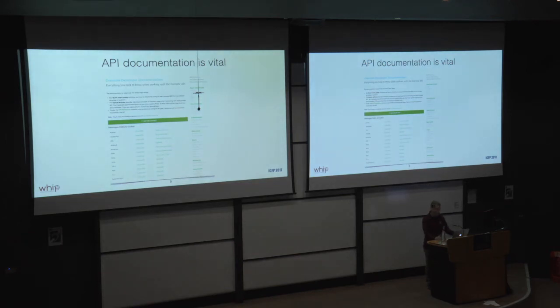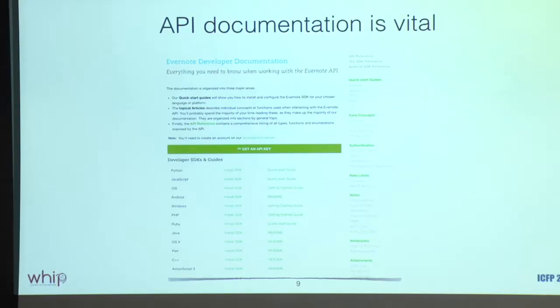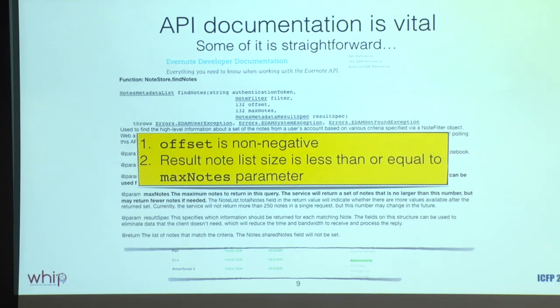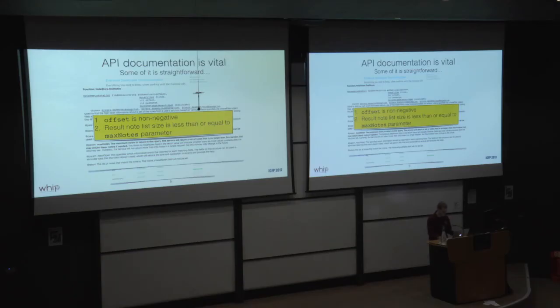So how did a program know how to do all of that? Well, the documentation, basically. Here's a snippet from the developer documentation for the find notes operation. There are lots of properties in there, and here are two that I pulled out. The documentation gives the requirement that the offset provided must be non-negative. Another is that the returned note list is less than or equal to the max notes parameter.